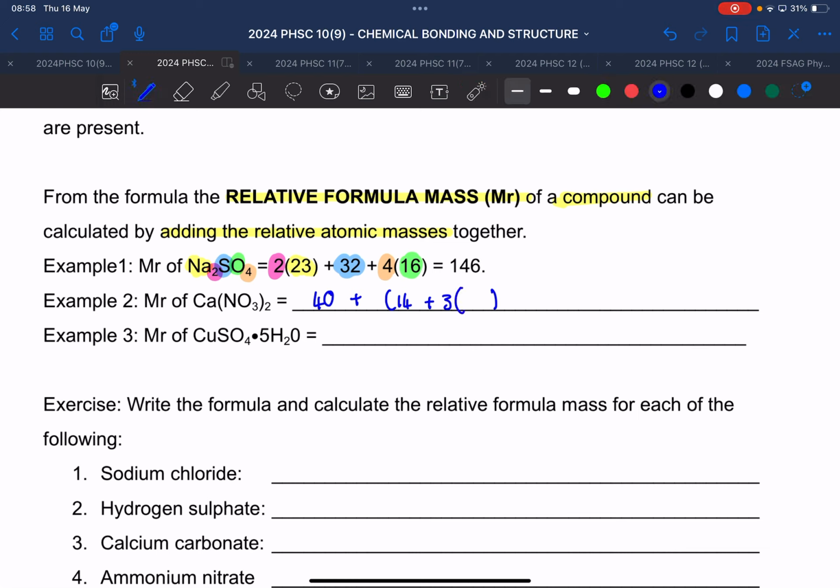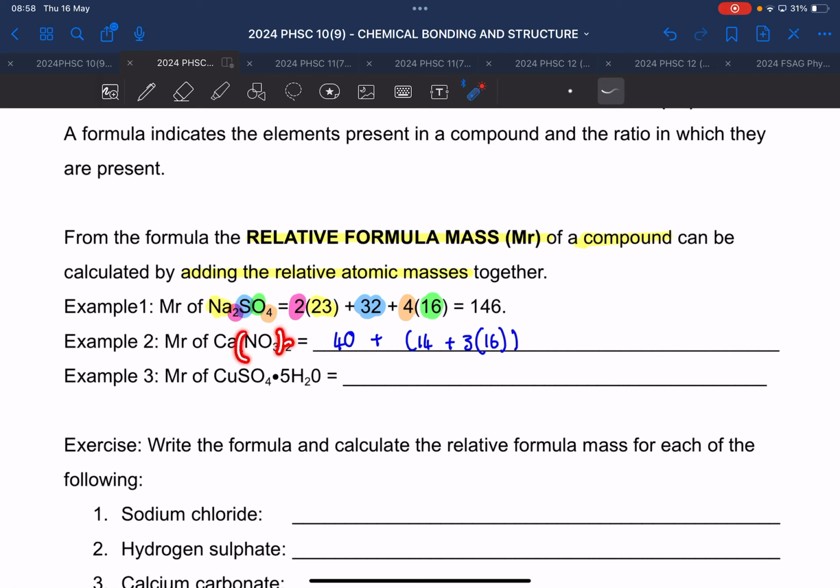Alright. But now on the outside of our brackets in our chemical formula we have a 2. So this whole bracket we must multiply by 2. This 2 comes from there, and our brackets come from the brackets over here. This is going to give us a final answer of 164 atomic mass units.